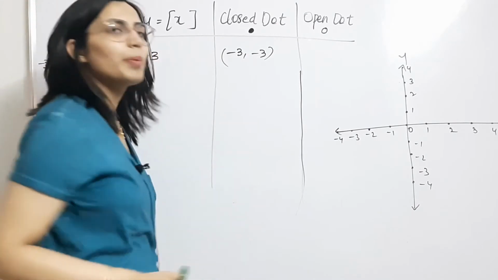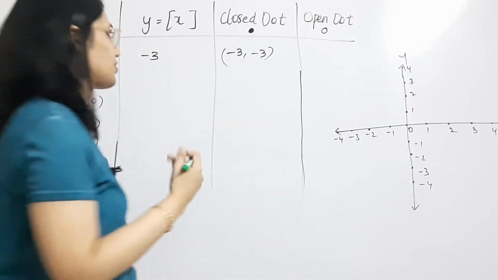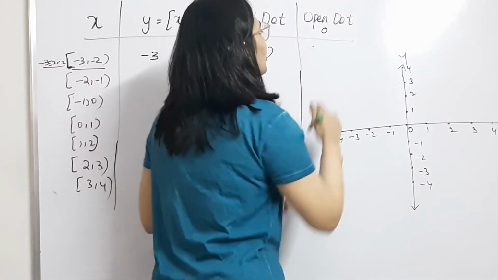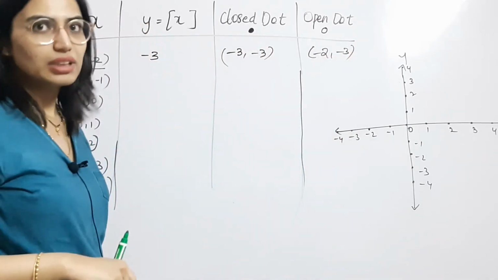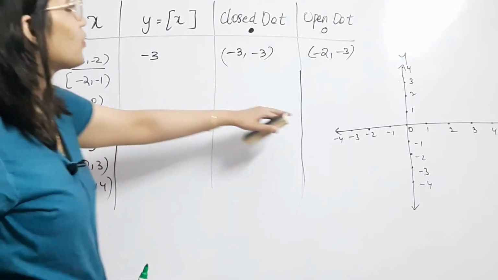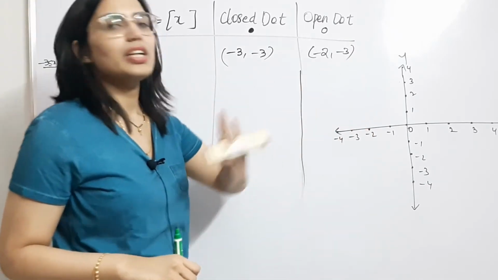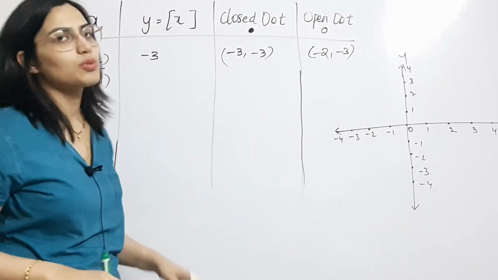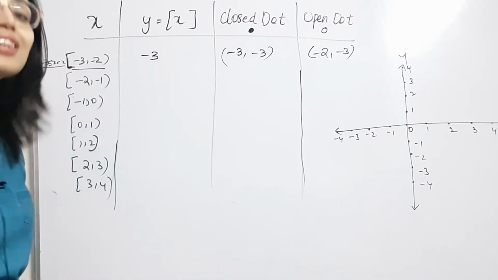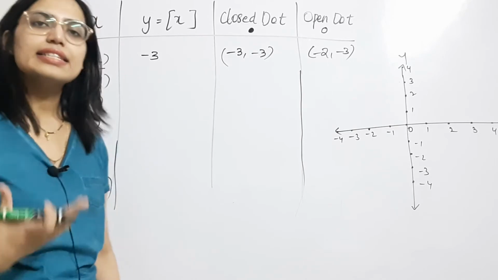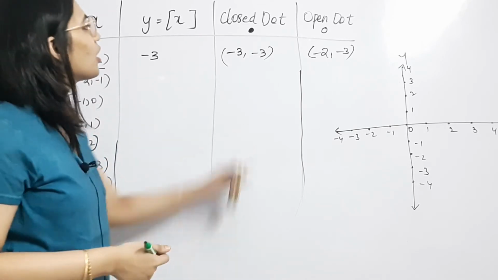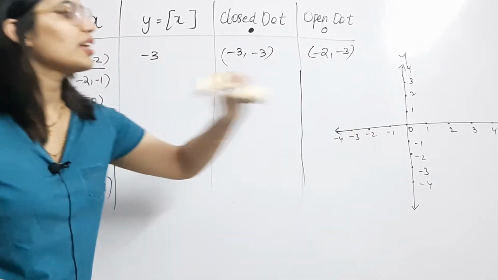And what will be the open dot? It is at the other end, at the largest integer. So the open dot will be (-2, -3), right? Because we want the largest integer to be open but the smallest integer to be included, because the step function includes the smallest value. It is the greatest value that is less than x. So how do we plot this on the graph?